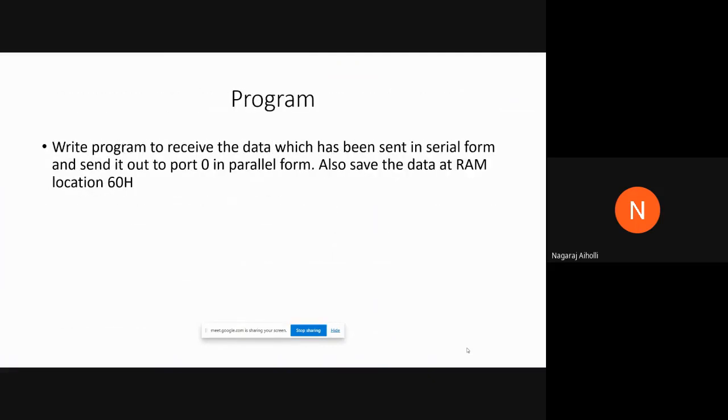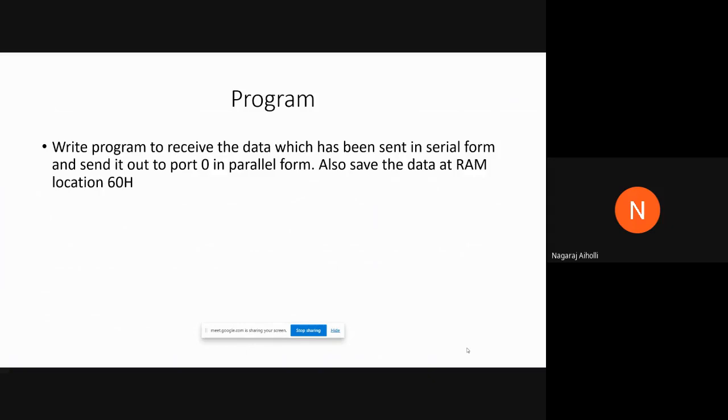Let's try to write a program to receive the data which has been sent in serial form and send it out to port 0 in parallel form. Also save the data at RAM location 60H. The program is: write a program to receive the data which has been sent in serial form.